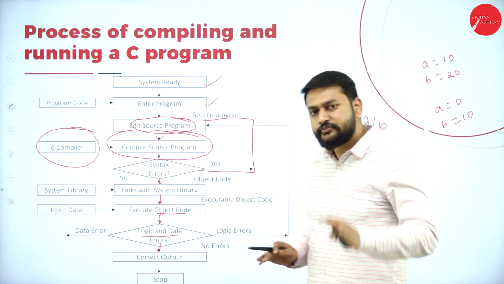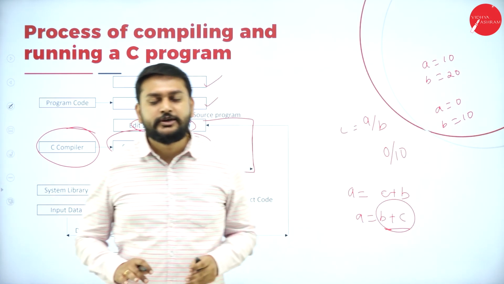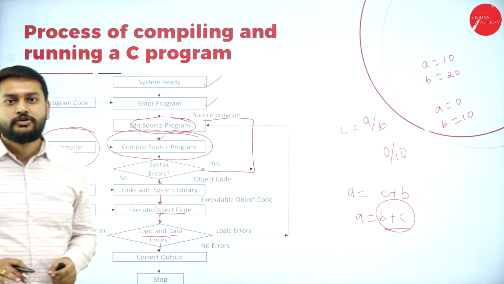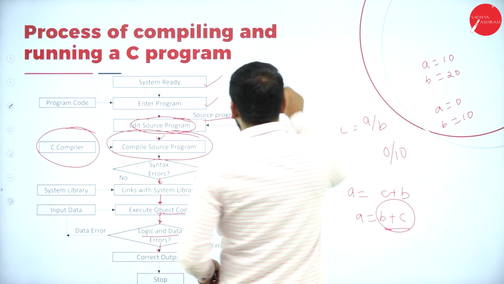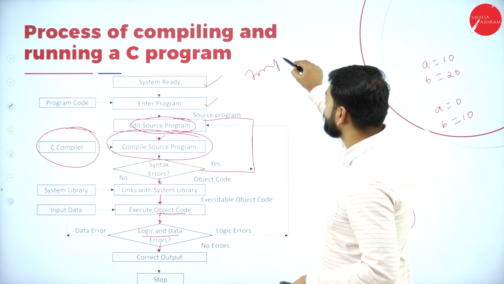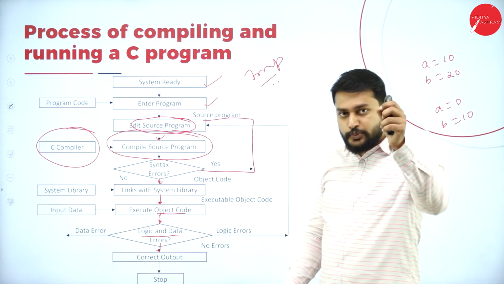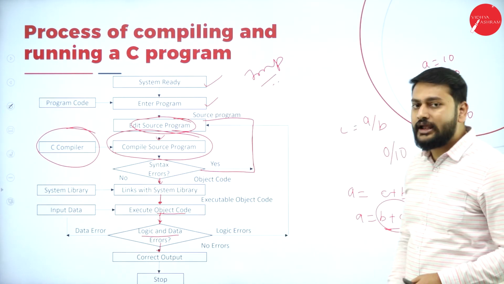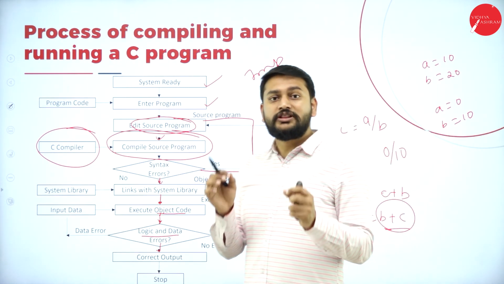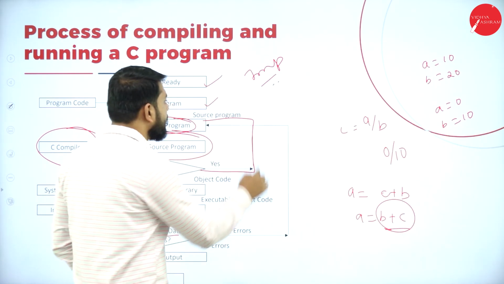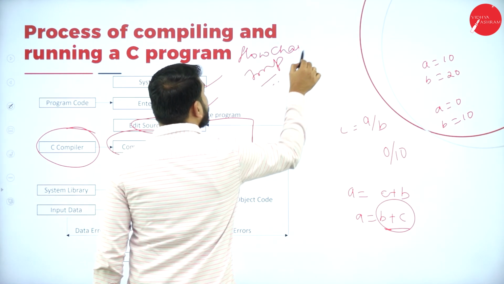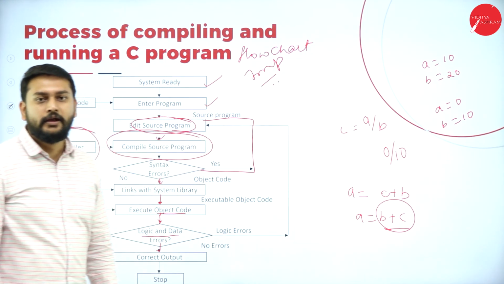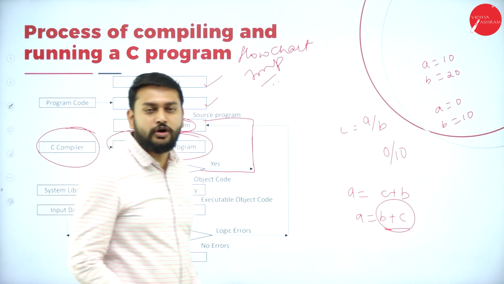This is how the execution of the C program is happening. So this is how the execution of the C programming is happening. This is also a very important question. So please explain the process of compiling and running of a C program with the help of flowchart anta karitare. So you can expect this question also. Very important question. So please take a screenshot of it.